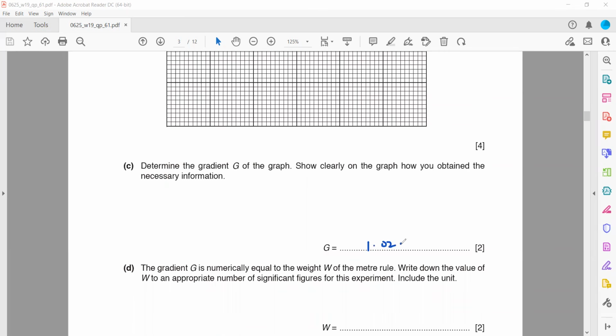So 1.02 is a gradient, and then this gradient is numerically equal to, what does it mean, this statement? It means the value of the gradient is equal to value of the weight, or we can say the weight is equals to gradient. So if gradient is 1.02, what will be the weight? The weight is also 1.02. But what is the second mark? The second mark is a unit. Include a unit. So what is the unit of the weight? The SI unit of the weight is Newton. So 1.02 newtons.